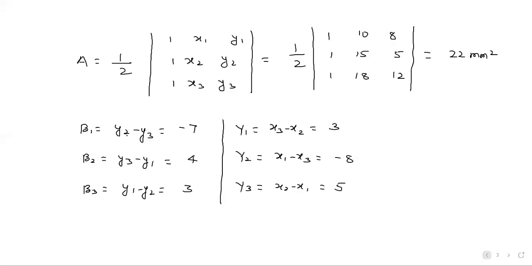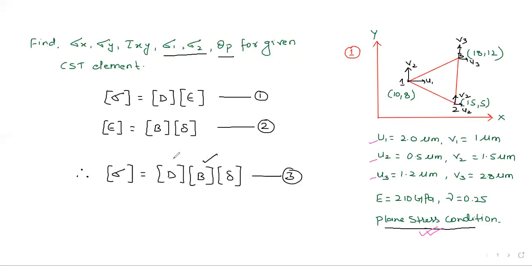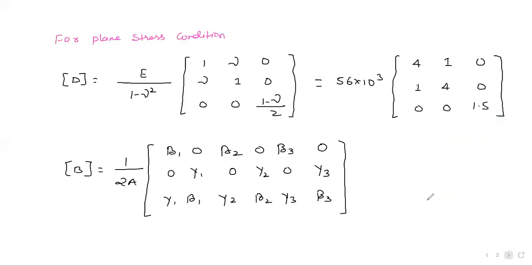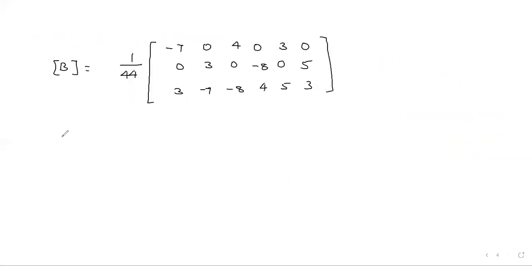So what is unknown now? The D matrix is calculated, the B matrix is calculated. Now the delta: everything is given, we just arrange the values to get the delta matrix. So let us write the delta matrix now. The delta matrix will be, at node 1 u1 v1, node 2 u2 v2, node 3 u3 v3.